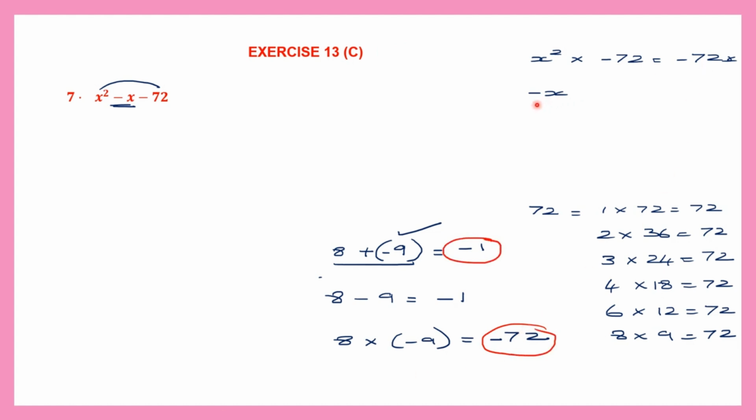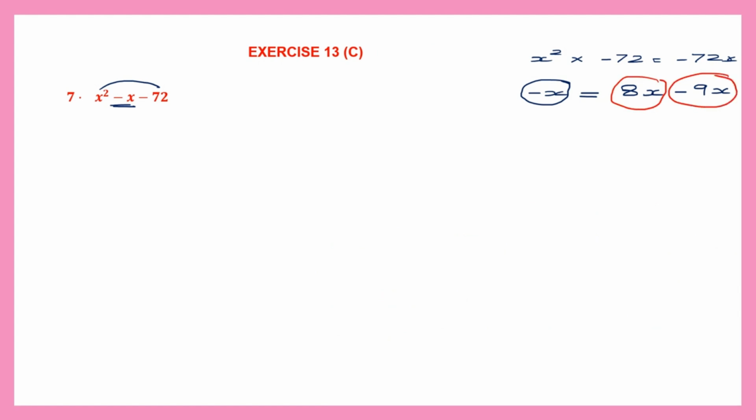So if I have to split this up, I have to split it up into 8 and minus 9. So let me split this up and write 8x minus 9x. What do I get? 8x minus 9x. I'll get back minus x. So these are my two terms. I have split up this middle term into 8x and minus 9x. So now let's write it here.